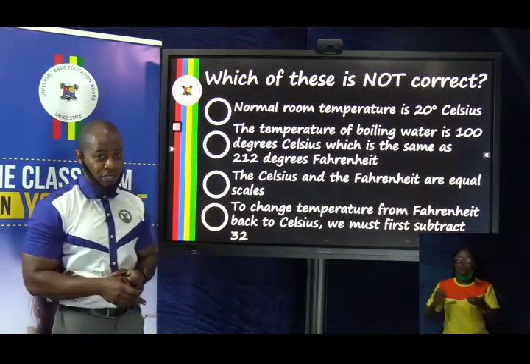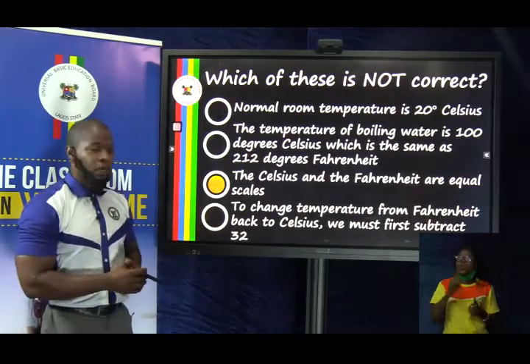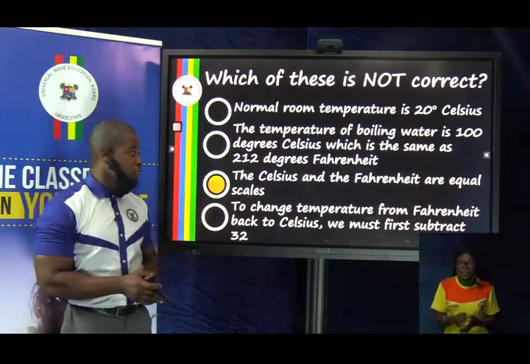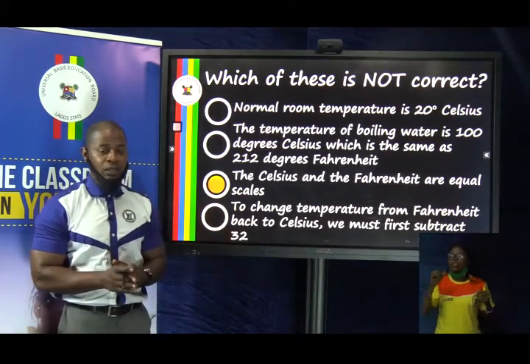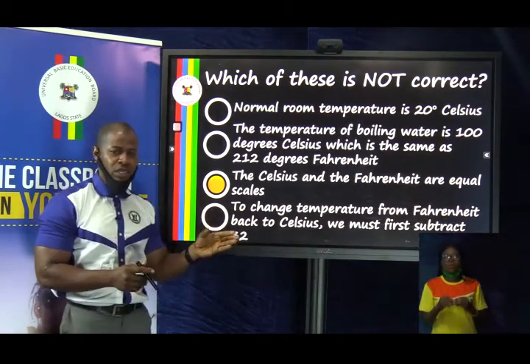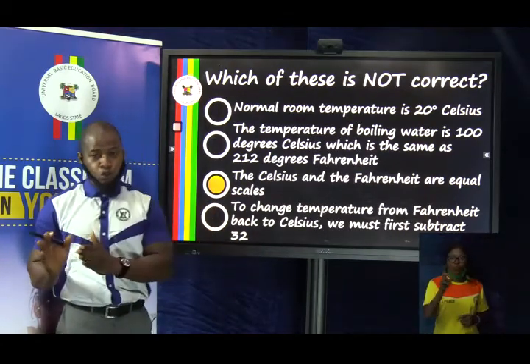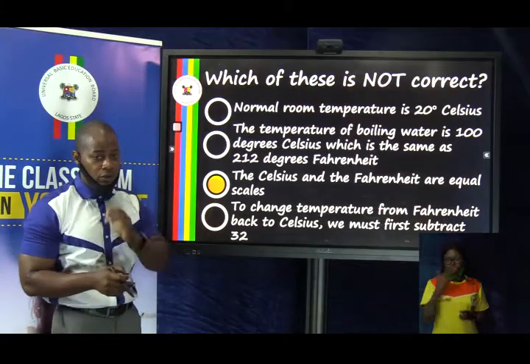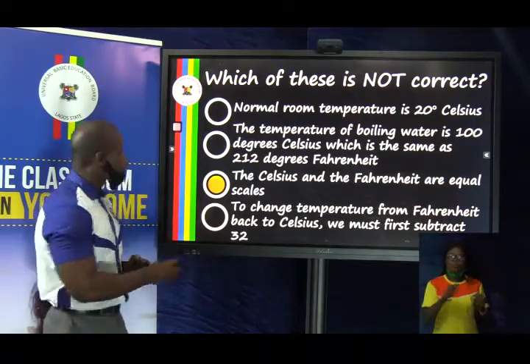I believe you have your answer by now. Let's see which one is not correct. The one that is not correct is that Celsius and Fahrenheit are equal scales. They are not. The Celsius is a different scale from the Fahrenheit, and that is why 100 degrees Celsius is not 100 degrees Fahrenheit. 100 degrees Celsius is 212 degrees on the Fahrenheit scale. Good job you. That was easy for you.